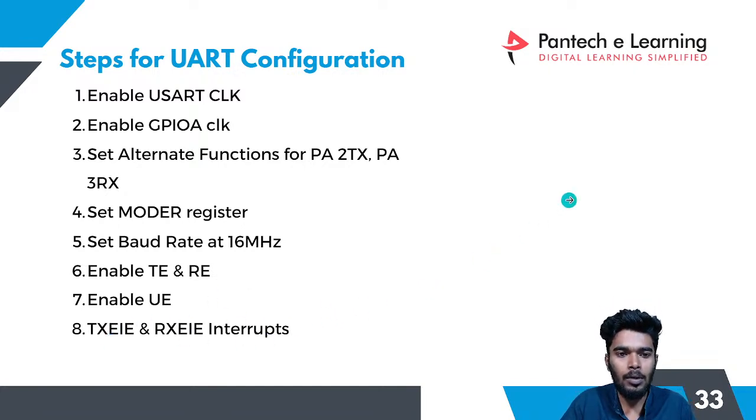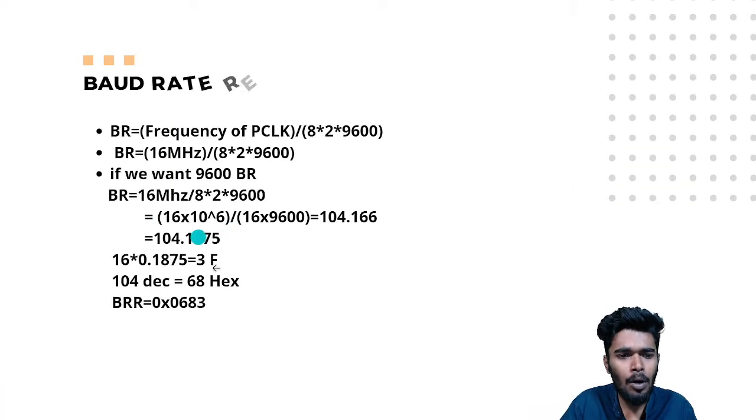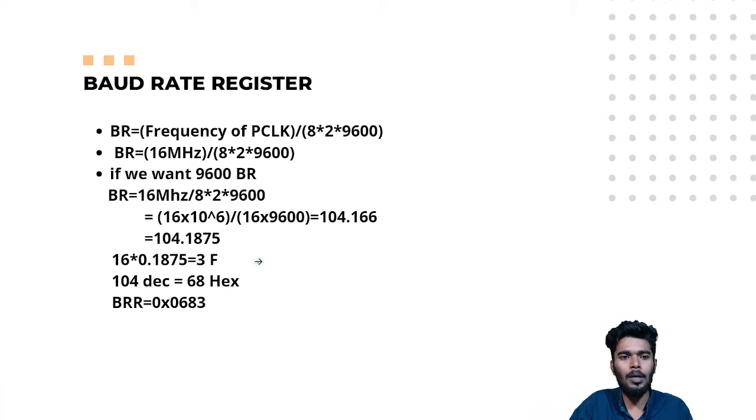Okay. So next we need to know how to set the baud rate, right? As I said, the baud rate is the speed in bits per second. So what is the speed at which the bits are transferred? Consider I am going to set the baud rate of 9600. To calculate this baud rate, I need a formula, right? So this is the formula, guys, you can note it. The baud rate is equal to the frequency of the peak clock divided by 8 into 2 into the baud rate we needed. So I needed 9600.